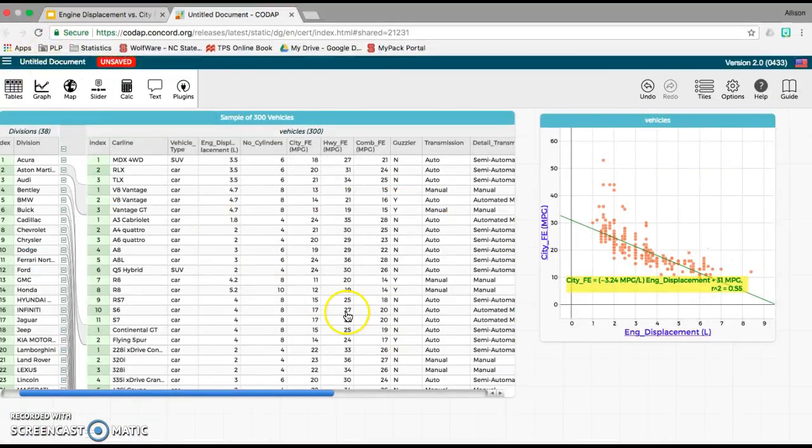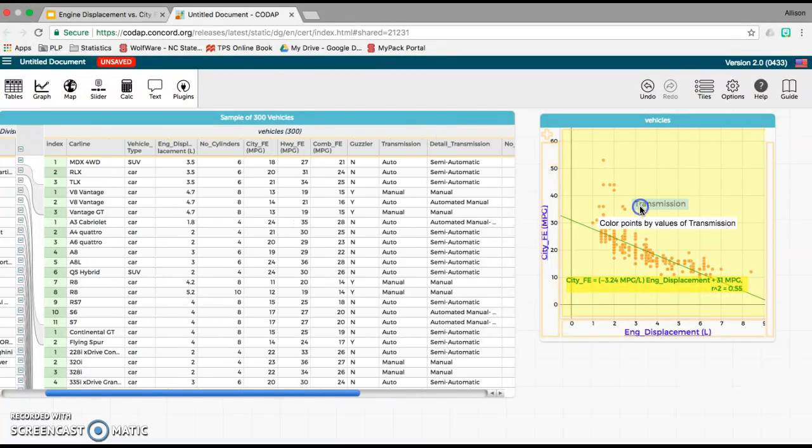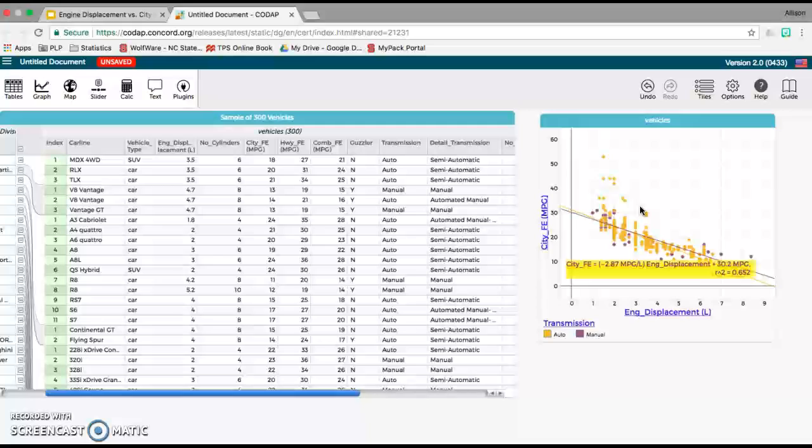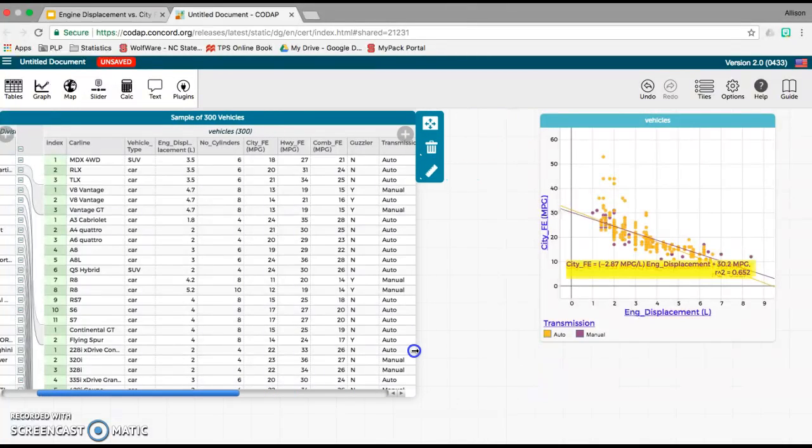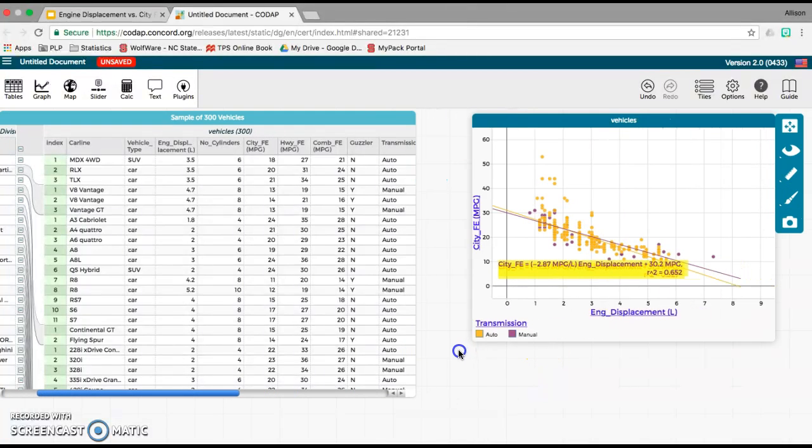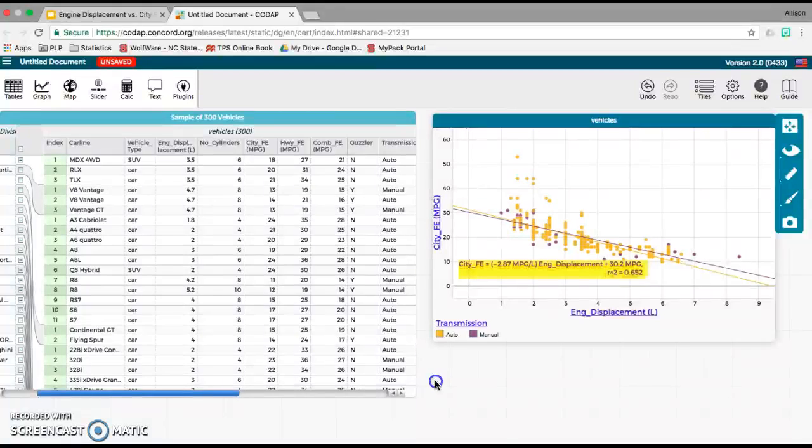Sorry about that. Let's check it out. So I'm going to take transmission right here and overlay it onto my scatter plot. So now I can see the values that are yellow are automatic and purple are manual.